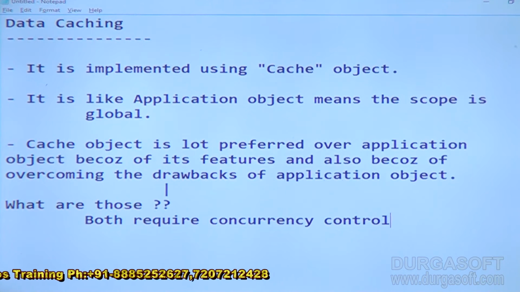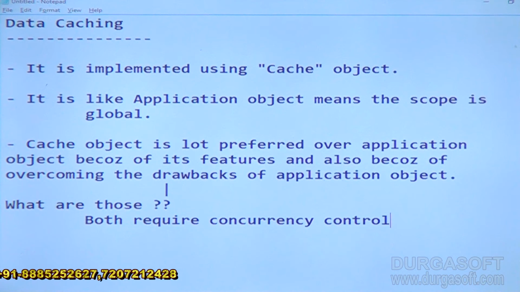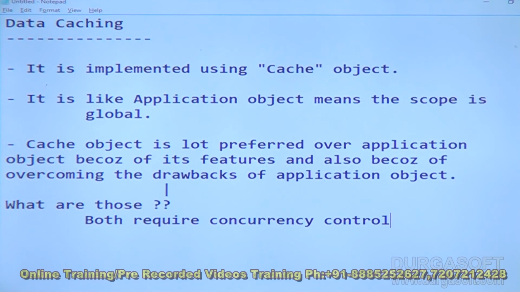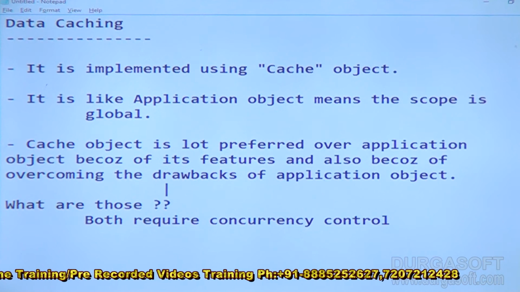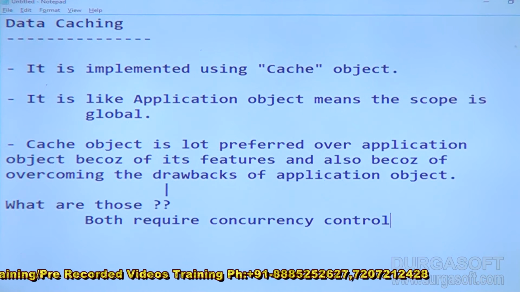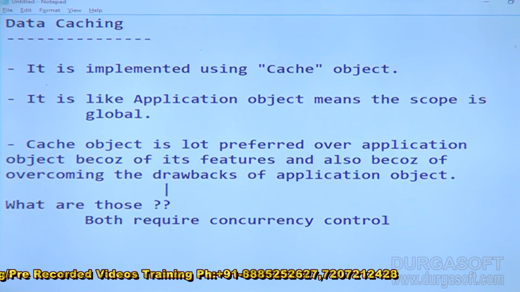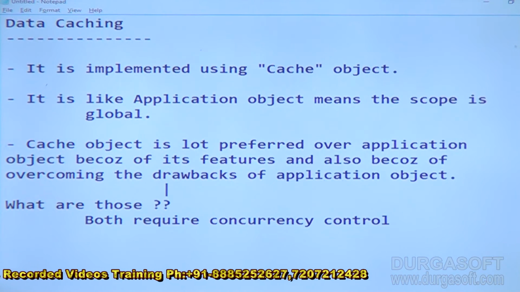It means when I am accessing data, you should wait, or you should access it after I access it. Otherwise, what will happen? Ultimately, the results might be wrong, or you might not get the result at all. Where will the concurrency issue come? When two users are simultaneously accessing the data, there the concurrency issue will come.